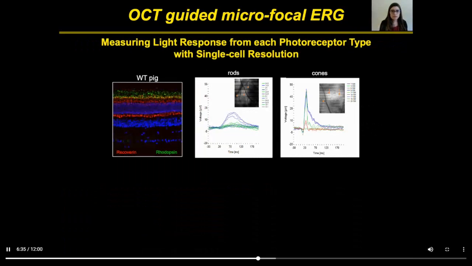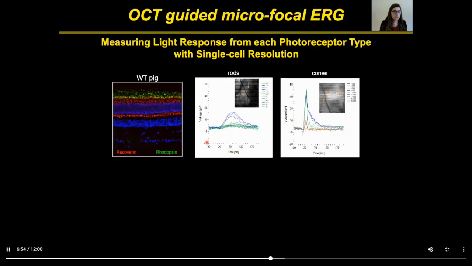And as a first step of validation of this technology, we evaluated the ability of this OCT-guided microfocal ERG to record light response from individual photoreceptor cells in wild-type pigs. Pigs have rods and two types of cones, blue and green cones, but they lack red cones.